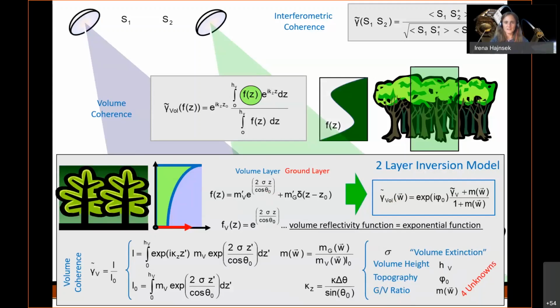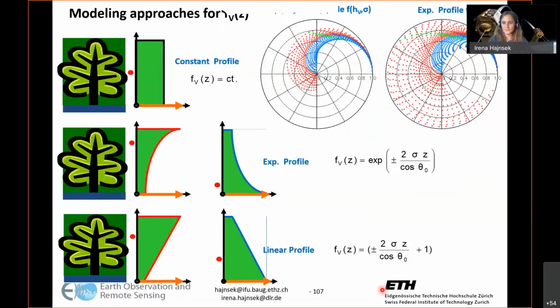Okay, let us have a look at what effect this f of z constellation makes. I was suggesting an exponential one, but let us also look at how it looks when we define it in terms of other kinds of distributions or configurations. What you see here is the explanation of the volume f of z in terms of a constant profile: a uniform distribution, random volume.